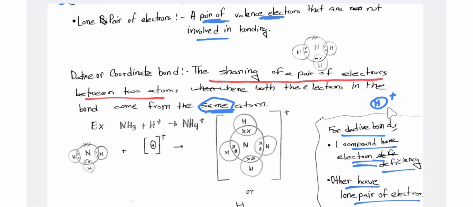So ammonia reacts with hydrogen ion to form the ammonium ion, and here we can see the dative covalent bond. This is the dative covalent bond, the sharing of a pair of electrons between two atoms where both the electrons in the bond come from the same atom. That is, both the electrons come from nitrogen to form this dative covalent bond.